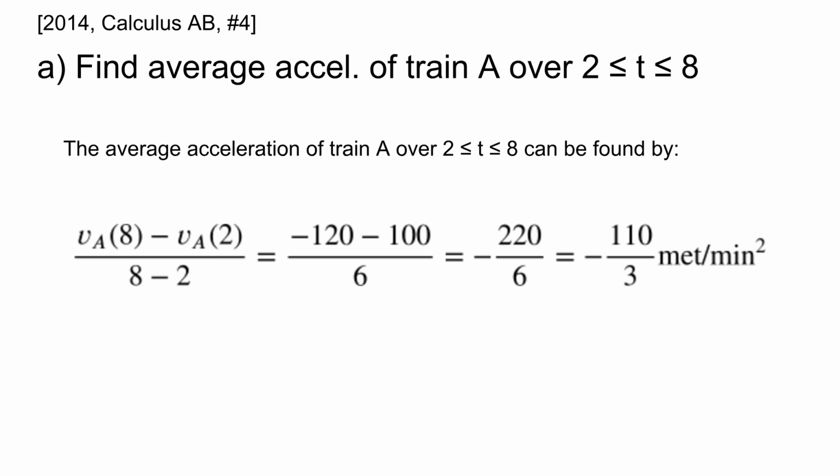And don't forget the units. So the average acceleration of train A from t equals 2 to t equals 8 minutes is negative 110 over 3 meters per minute per minute.